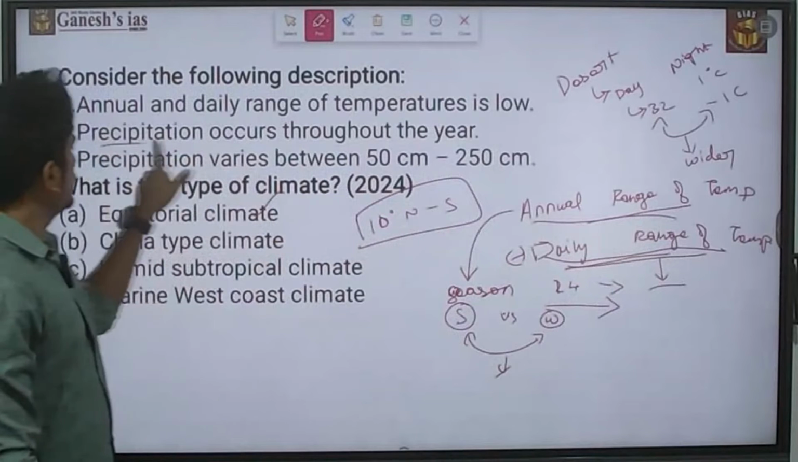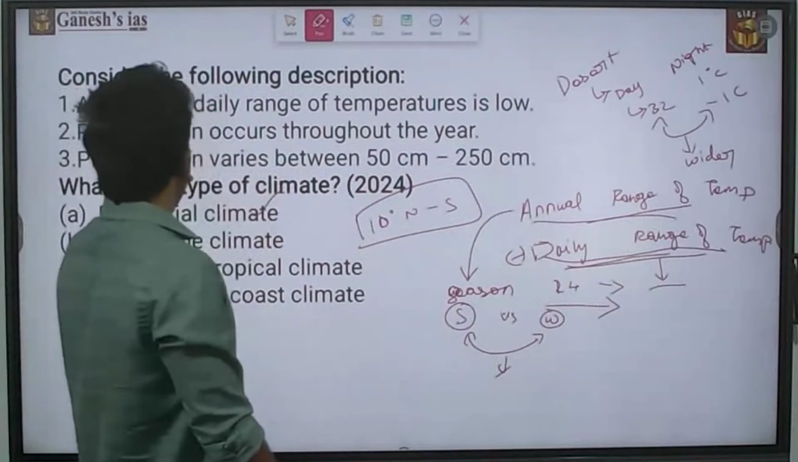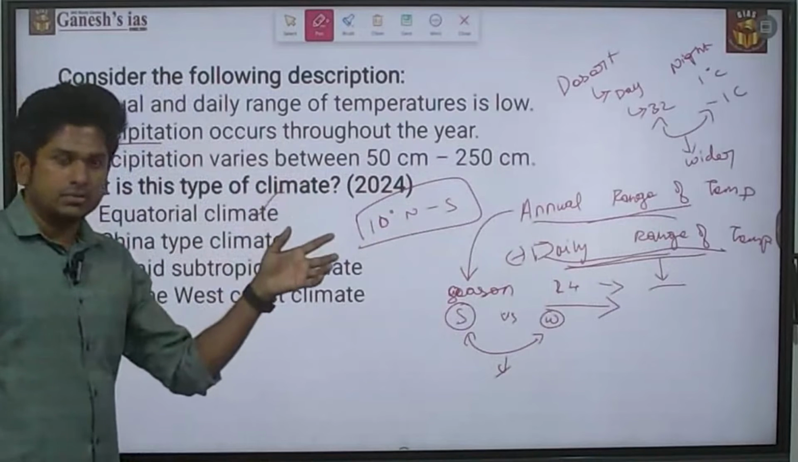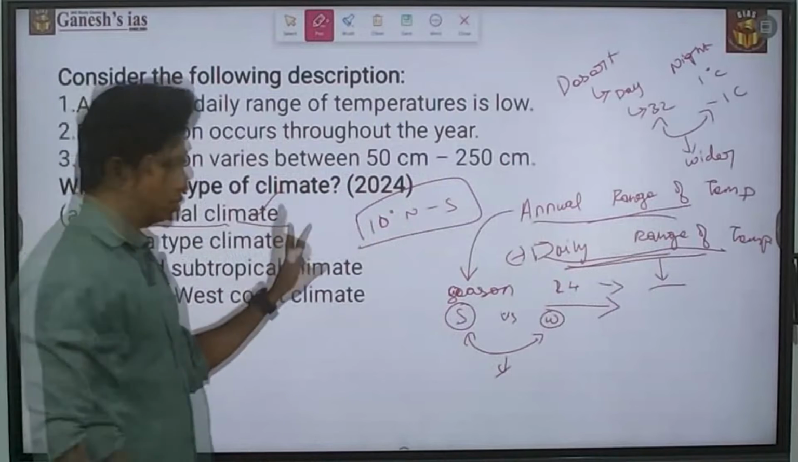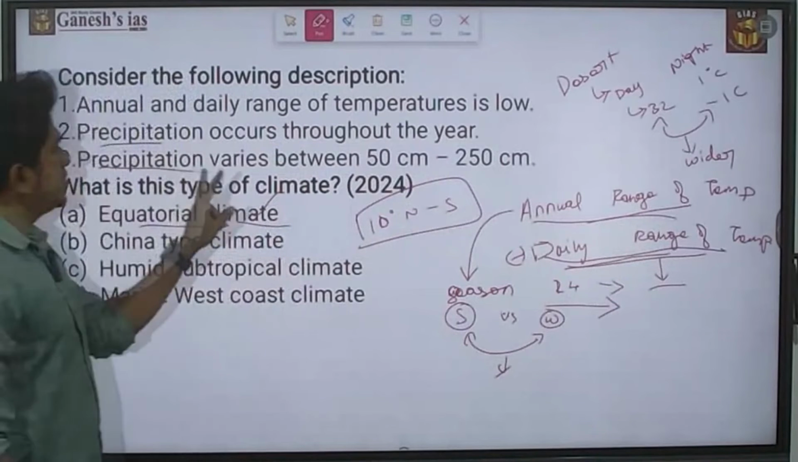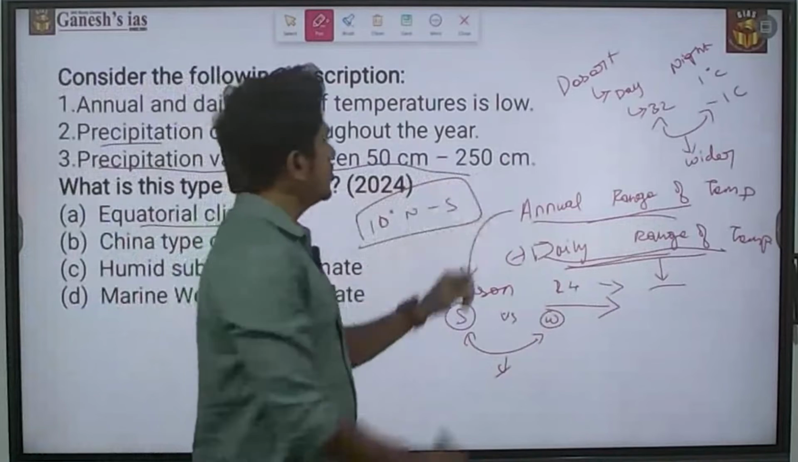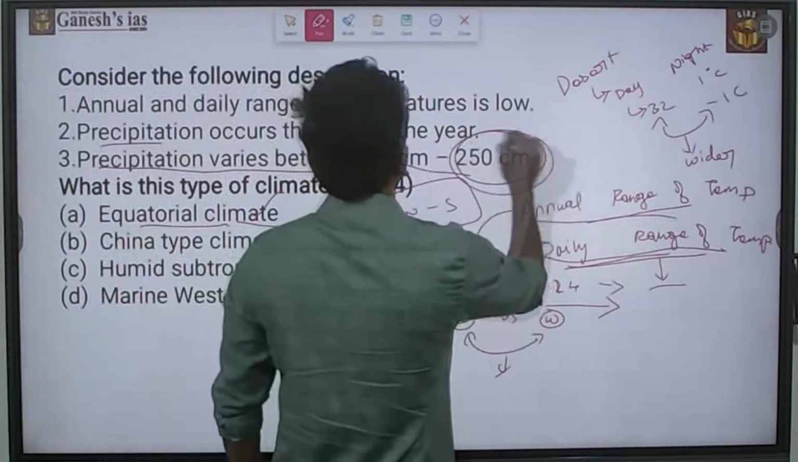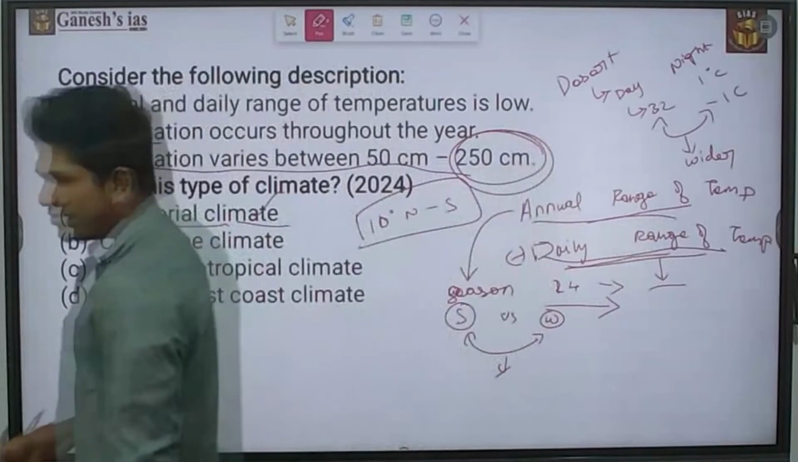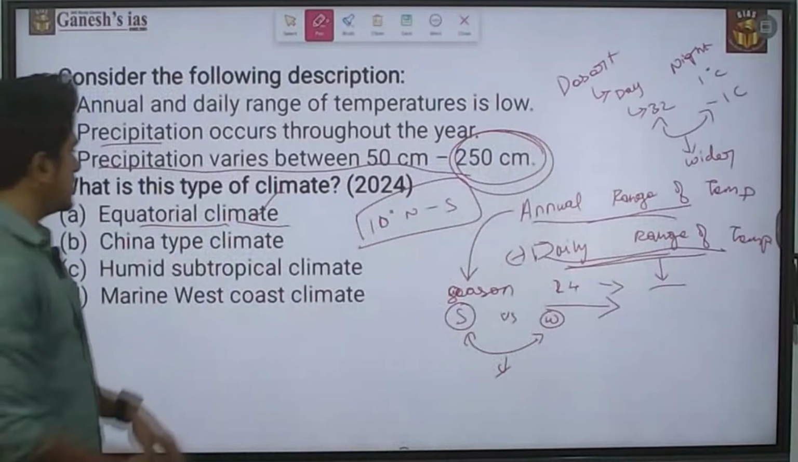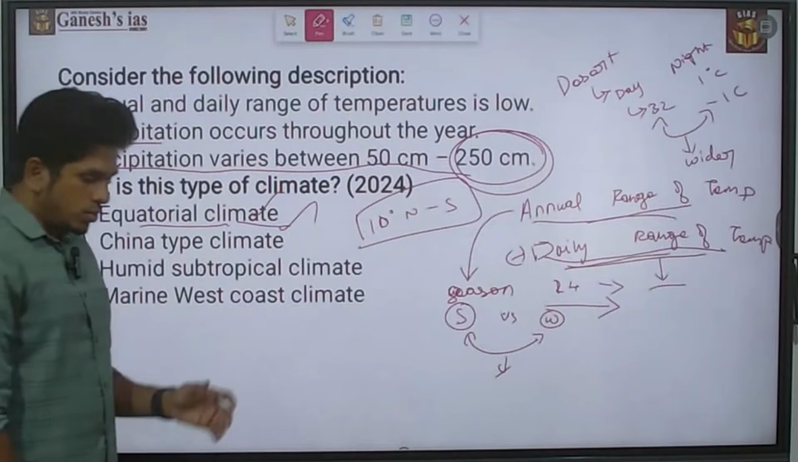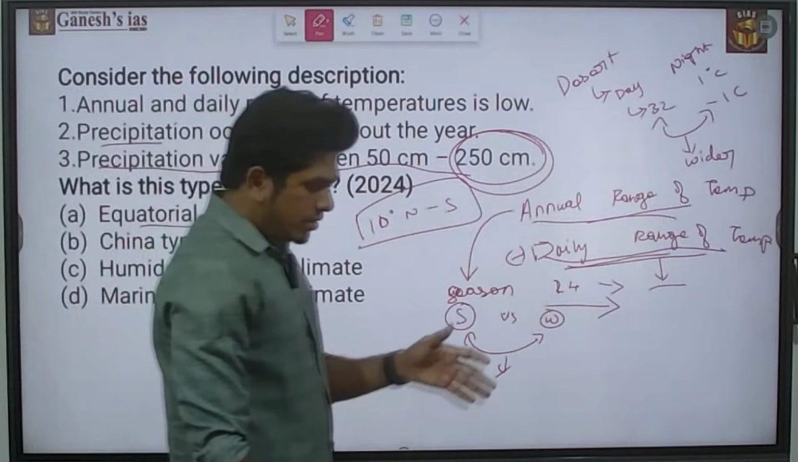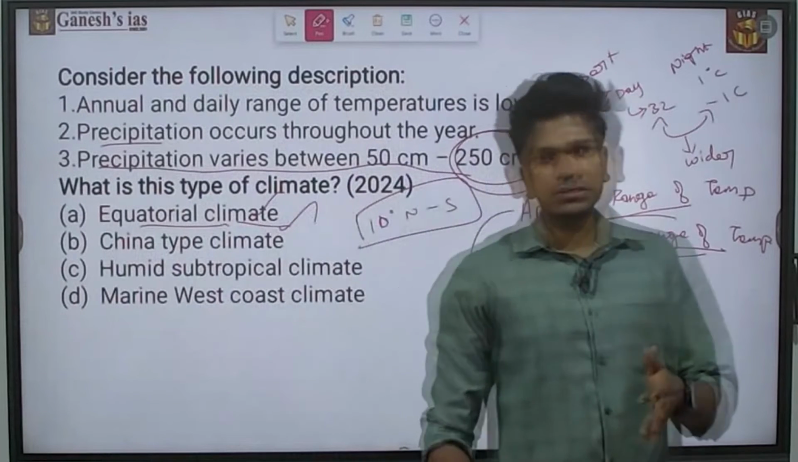Then we have to check the second statement also. Precipitation occurs throughout the year. That is also true in the equatorial climate, where precipitation occurs throughout the year. Next, precipitation varies between 50 to 250 centimeters. When it comes to 250 centimeters, the only region is the equatorial climate. This is the way you can go for the answer.